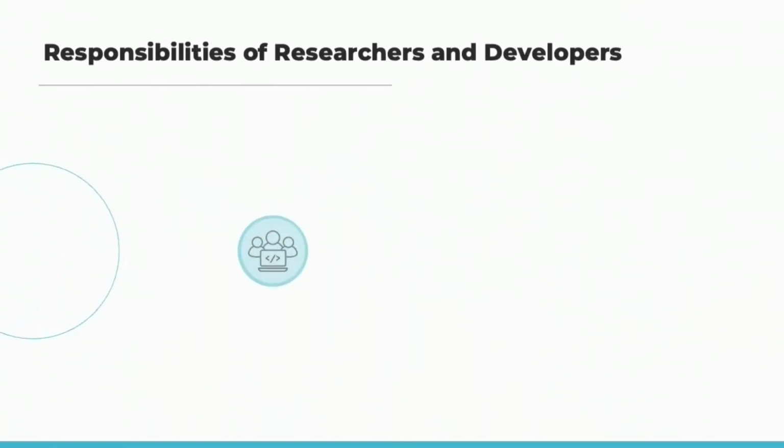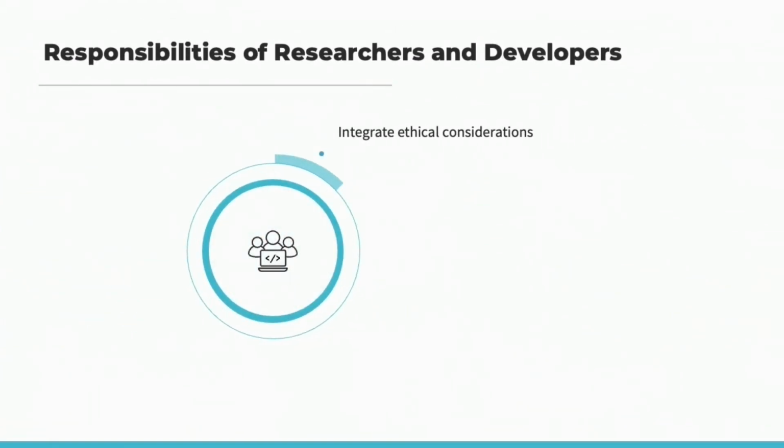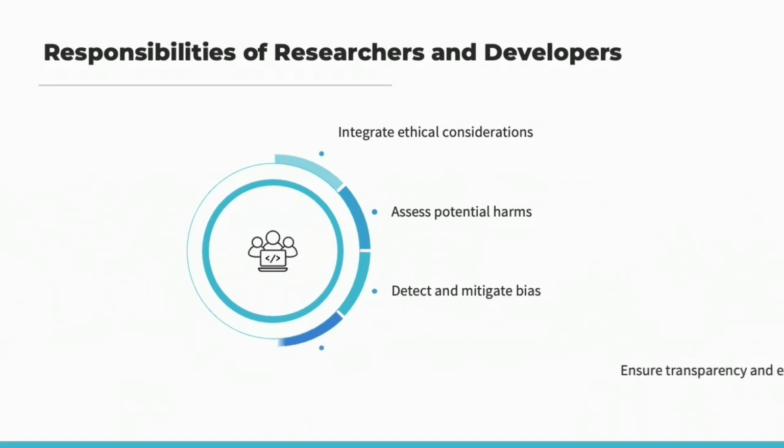What about researchers and developers? Well, researchers and developers must integrate ethical considerations into the AI design process. This involves assessing potential harms, ensuring privacy protection, and considering the long-term implications of the AI systems that they develop. Continuous efforts to detect and mitigate biases in AI systems are essential. Ensuring that AI systems are transparent and their decisions explainable is crucial, especially in high-stakes areas like healthcare and criminal justice. Researchers and developers should strive to make AI systems understandable to non-experts, facilitating greater public trust and accountability.